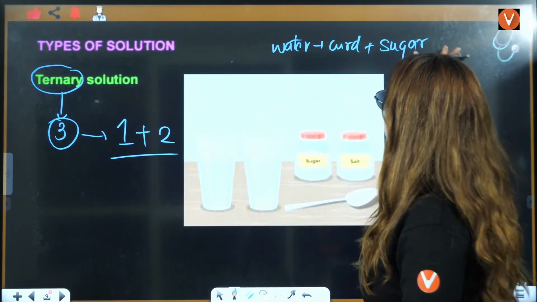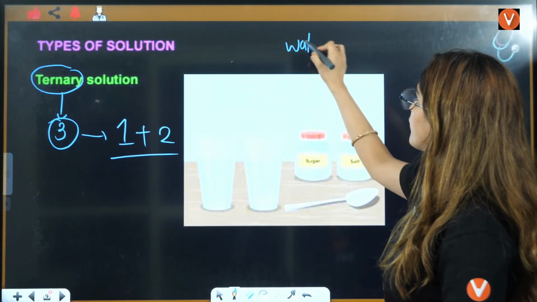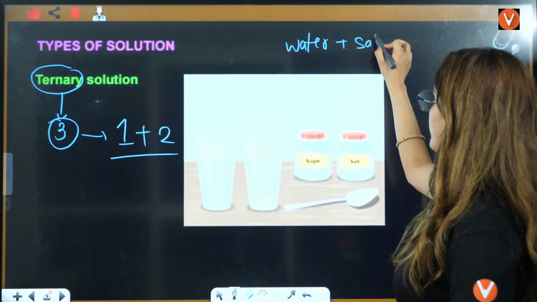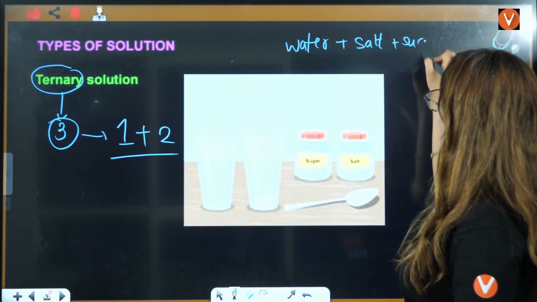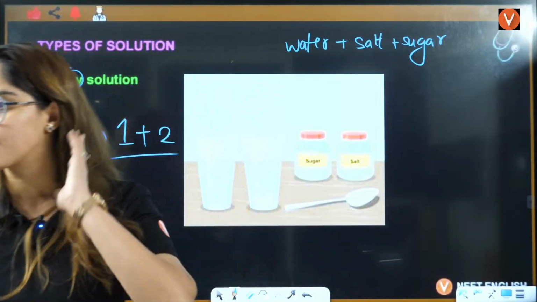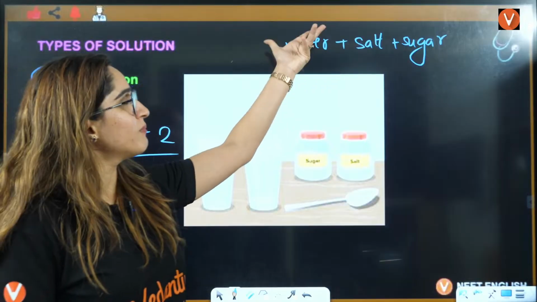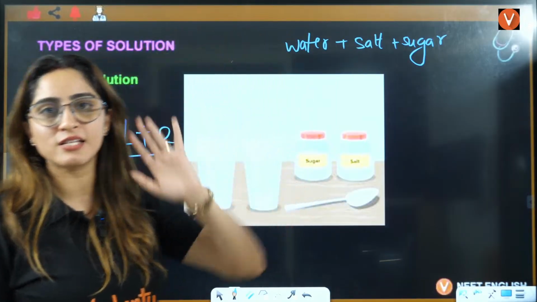You can also say, ma'am, we are adding water and mixing salt and sugar into it. That becomes your ORS that you purchase from the market. You can make it at home too. That is your ternary solution.